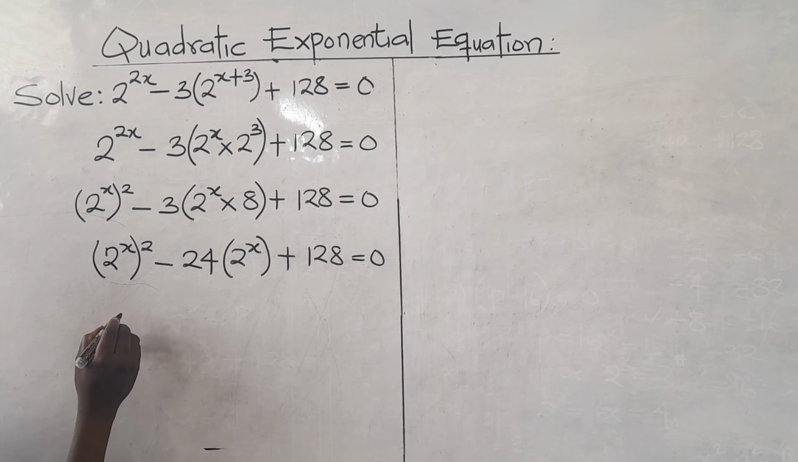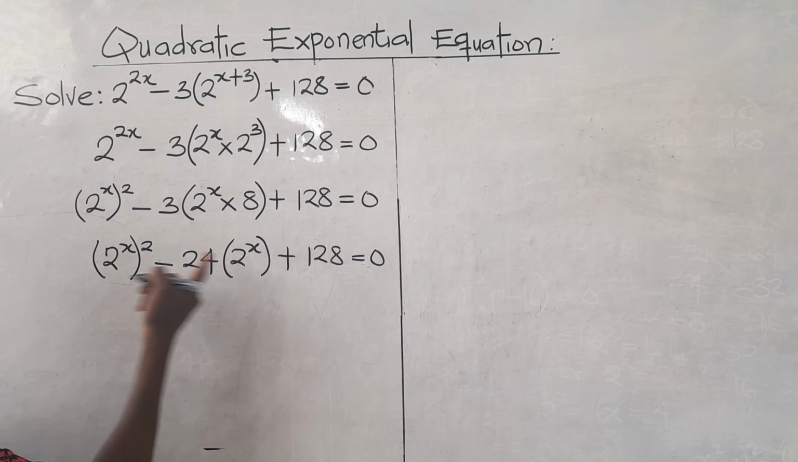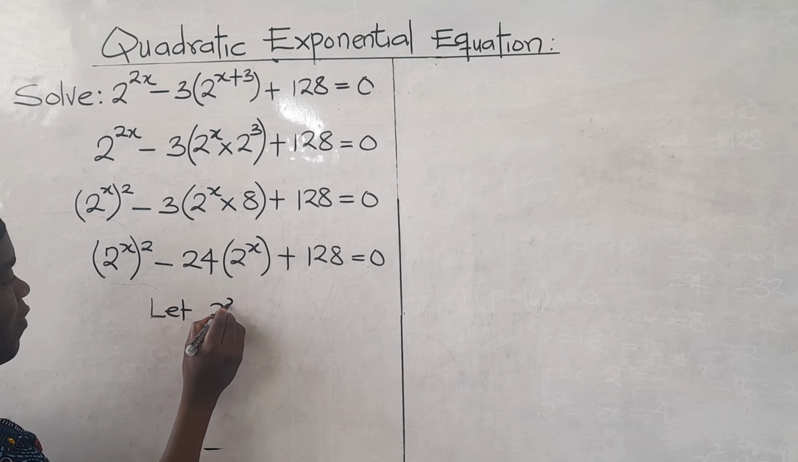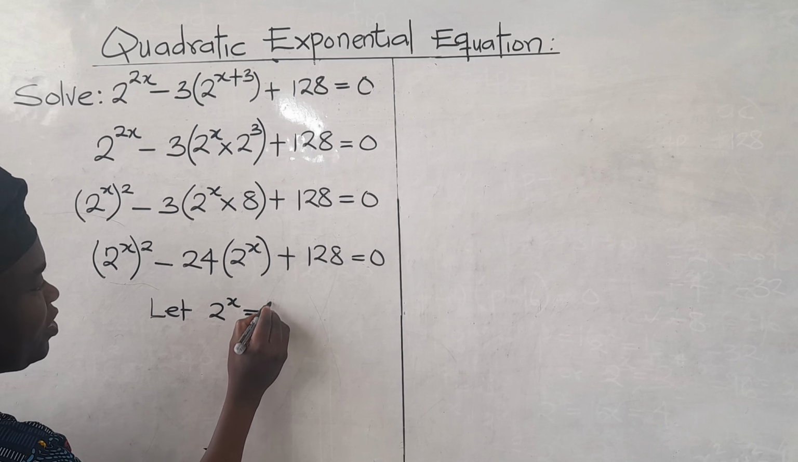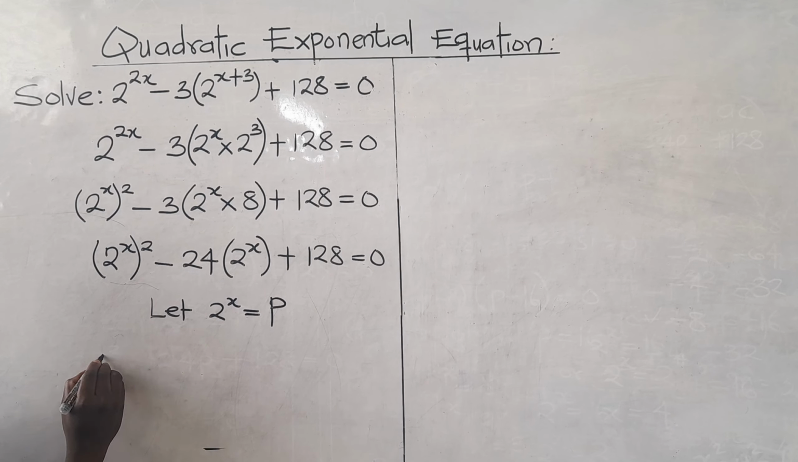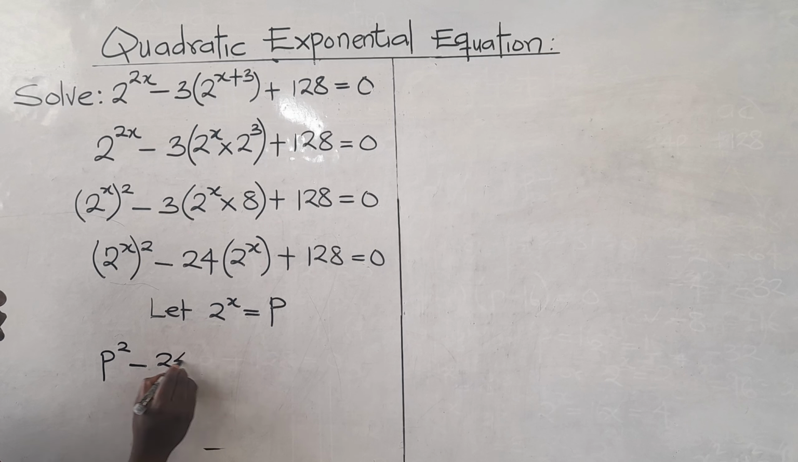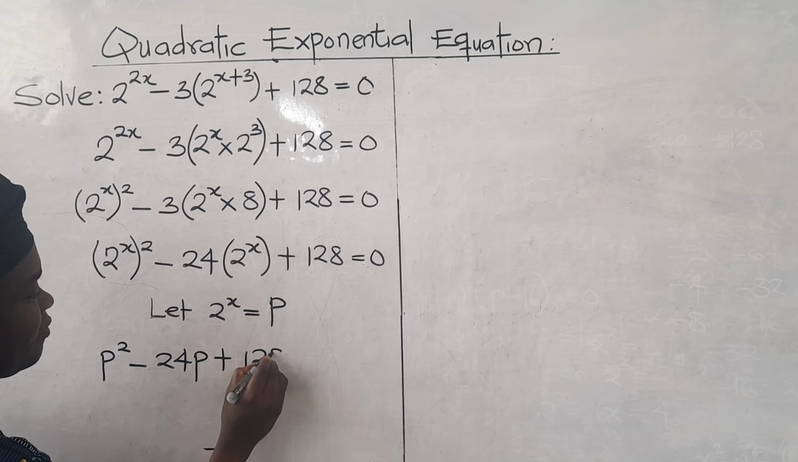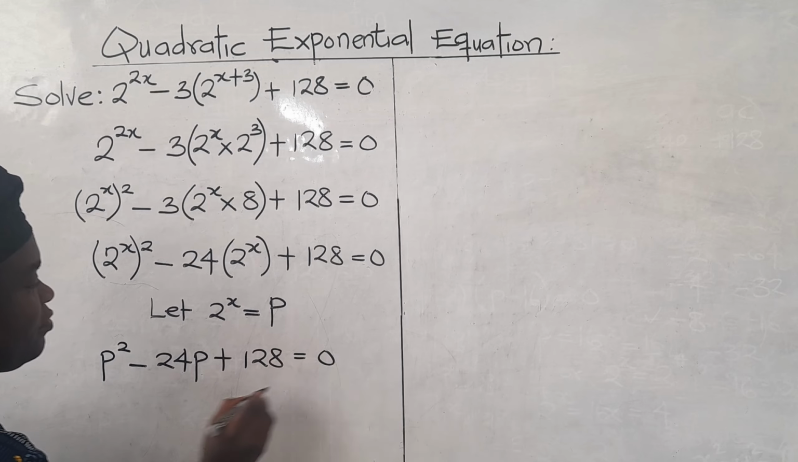Let's represent this as p. Let 2 to the power x equal p. So you have p squared minus 24p plus 128 equal to 0.